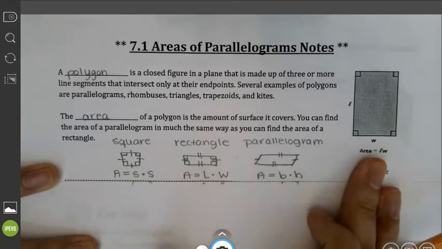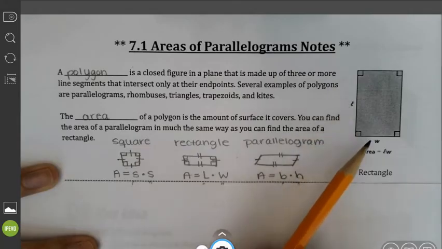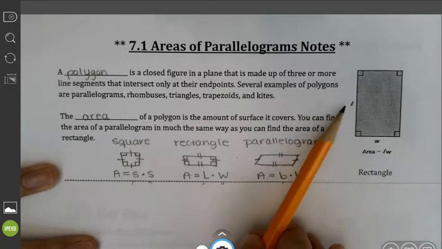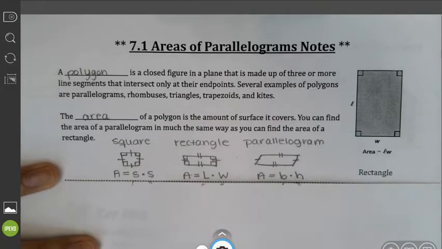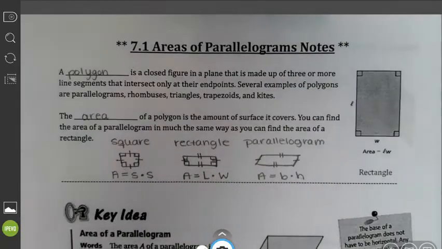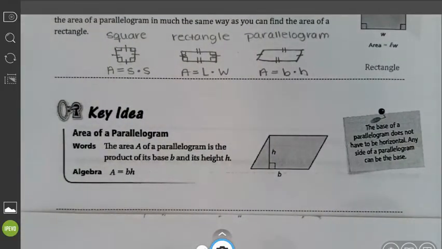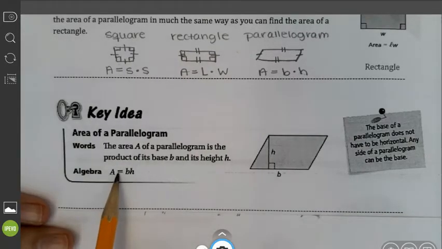So here's just a reference again. For a rectangle, you are multiplying the length times the width. These are kind of interchangeable. You can call this the length and this the width as well. Okay, so here's the area of a parallelogram. Your formula is area equals base times height.